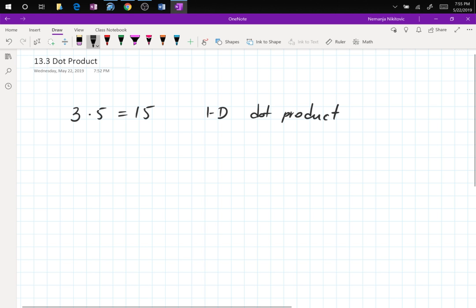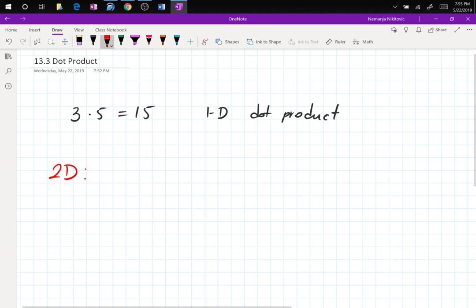So a vector as a mathematical concept is different than, obviously, just a number on the number line. So the product will look a little bit different. But I just want you to know that you already know one-dimensional dot product. So now we're going to talk about two-dimensional dot product.